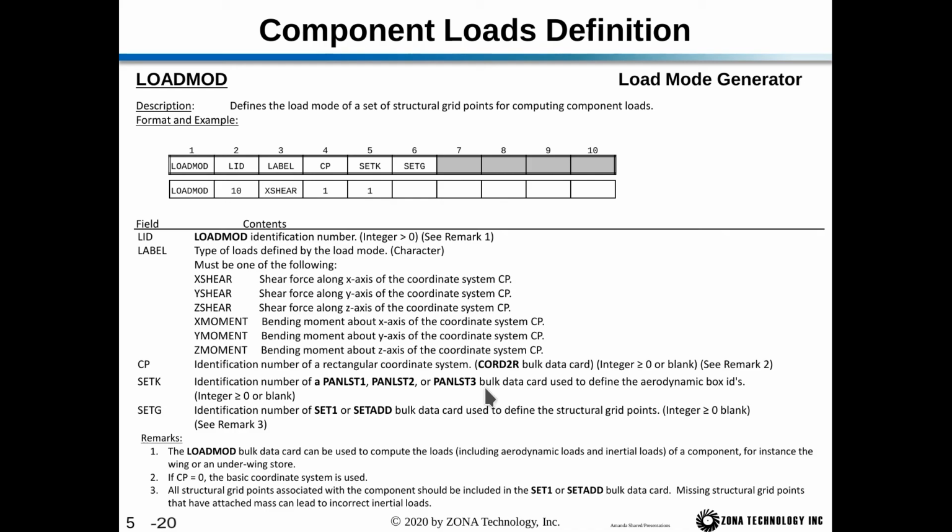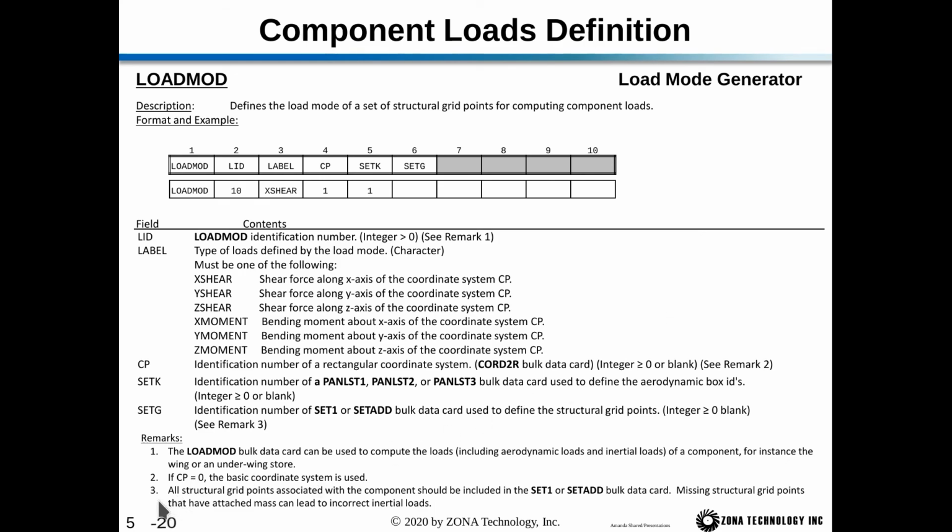So our recommendation when setting up the load mod card, for example, if you're going to do wing bending, is define both the set K and set G fields properly so that the set K refers to all of the aerodynamic boxes on the wing, and then set G refers to all of the grid points that make up the wing. This way, you can choose either the mode displacement method or the summation of forces method and refer to this load mod card, and you will get the proper answer.